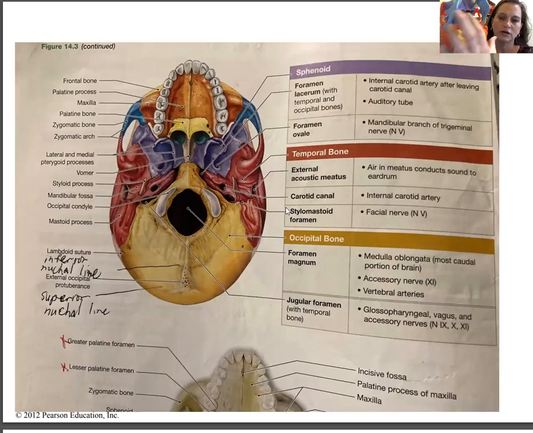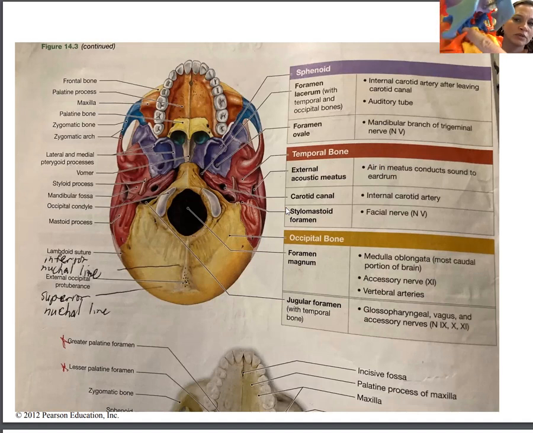If you can see, there are two little wing shapes on this sphenoid bone on either side. The outside wing on either side is your lateral pterygoid process. It's a PT word, so the P is silent, okay? Lateral pterygoid processes. Then these middle ones are your medial pterygoid processes.